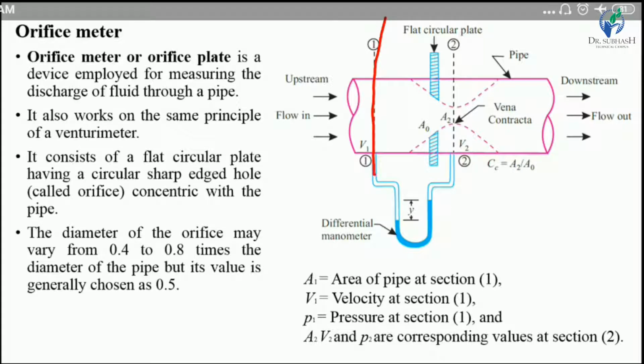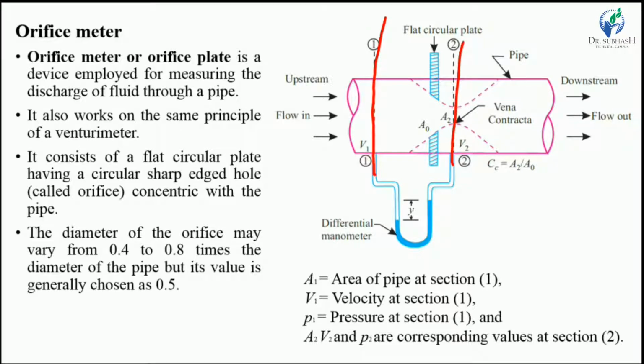So we consider two sections to find the equation of the orifice meter: section 1 at a normal pipe section and section 2 at the vena contracta, and a U-tube manometer is connected at the two sections as shown in the figure. A1 is the cross-section area of the pipe at section 1, V1 is the velocity of fluid at section 1, and P1 is the pressure at section 1. Similarly, A2 is the cross-section area at the vena contracta or section 2, V2 is the velocity of fluid at section 2, and P2 is the pressure at section 2.